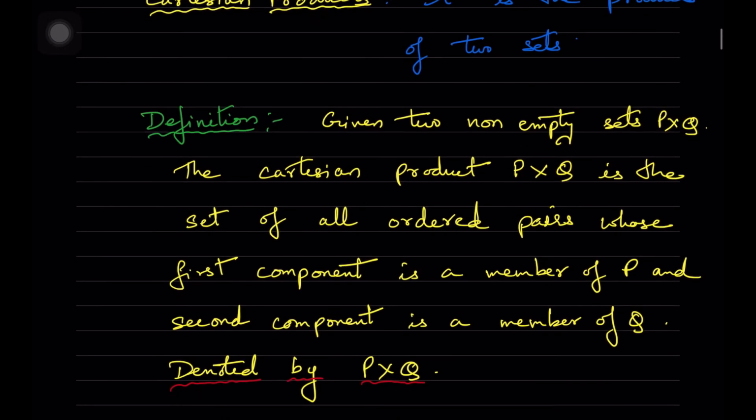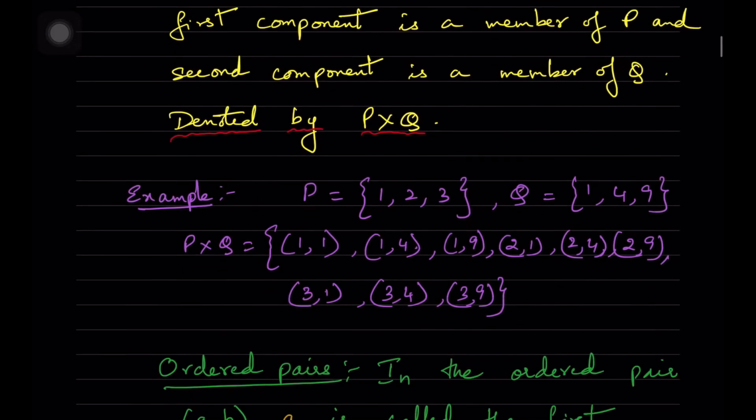So what is the definition? We'll see. Given two non-empty sets P and Q, the Cartesian product P cross Q is the set of all ordered pairs, whatever is written in the curved brackets, whose first component is a member of P and second component is a member of Q, and it is denoted by P cross Q. That is the first set and second set respectively.